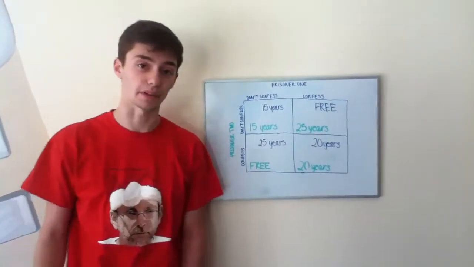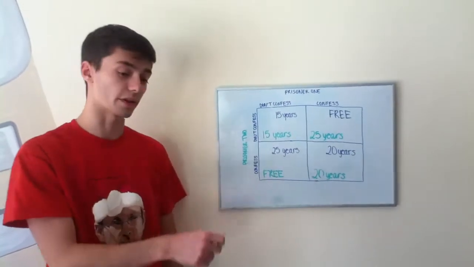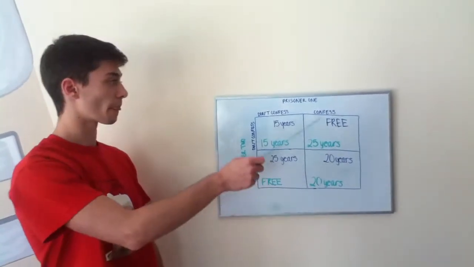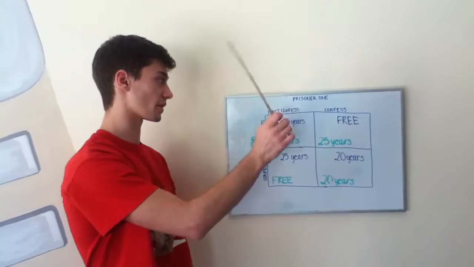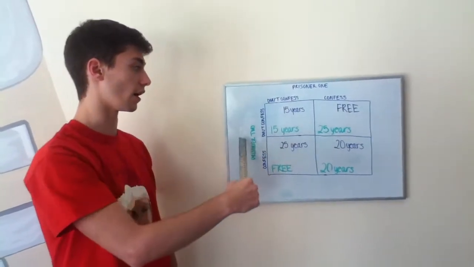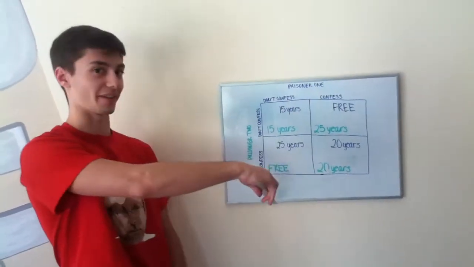Alright, today I'll be explaining dominant strategy. Prisoner 1 and prisoner 2 both have the same dominant strategy, in the sense that confessing gets them off free versus 15 years, and 20 years versus 25 years.